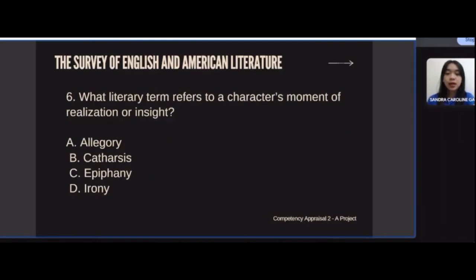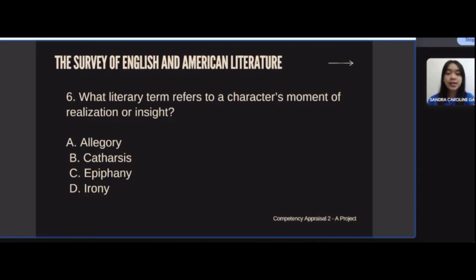Number 6. What literary term refers to a character's moment of realization or insight? A. Allegory, B. Catharsis, C. Epiphany, or D. Irony? Correct answer is letter C, epiphany.